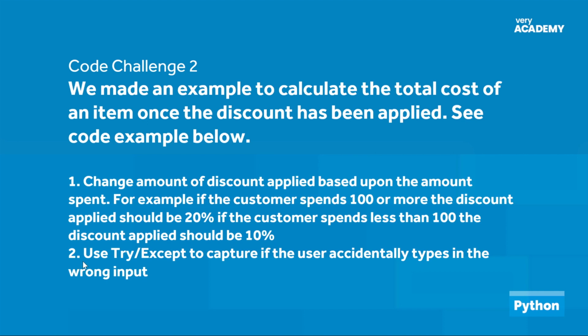In addition to that, try and use a try and except to capture the user accidentally typing the wrong input. For example, here we know that the input should be a float, for example £100 10 pence or 10.99 or something. So if the user types in a string, then we want to use a try and except to capture that and close the program.